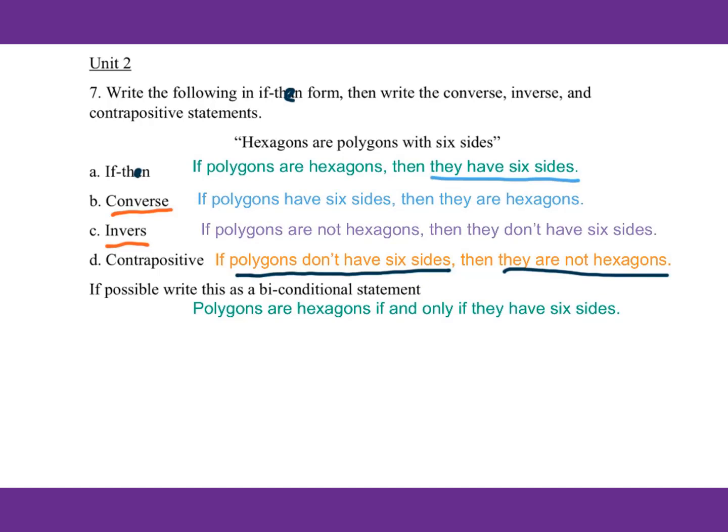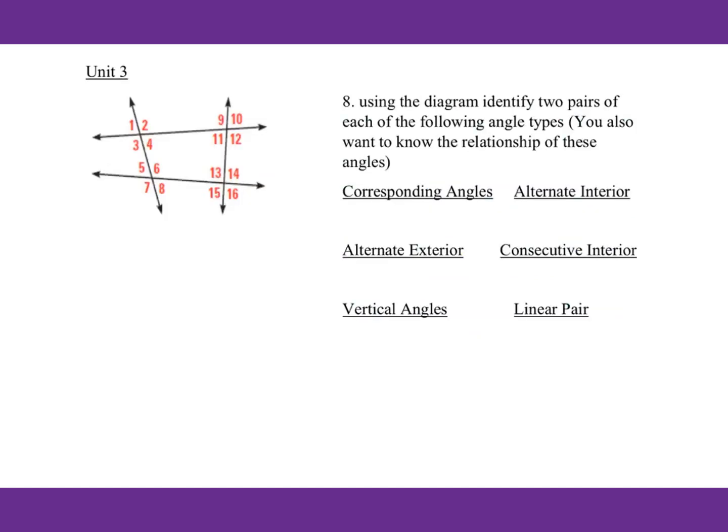Write the biconditional statement. You have to use if and only if. Polygons are hexagons if and only if they have 6 sides.